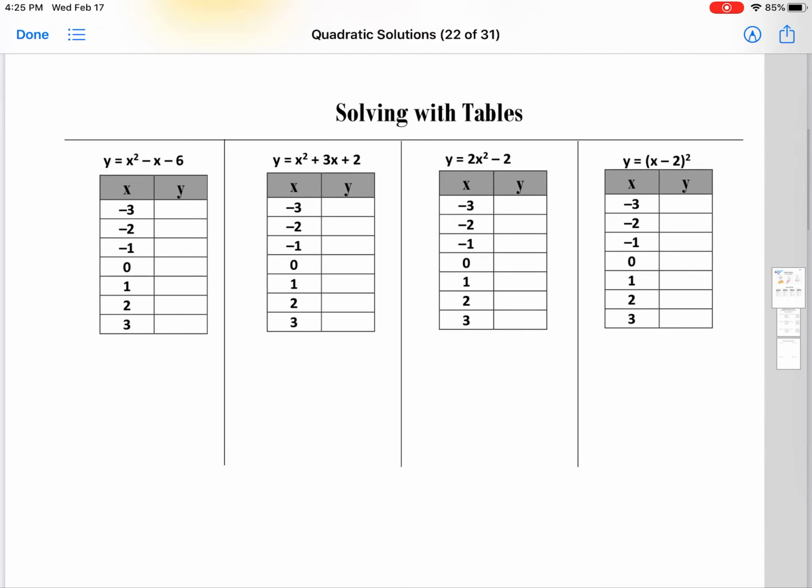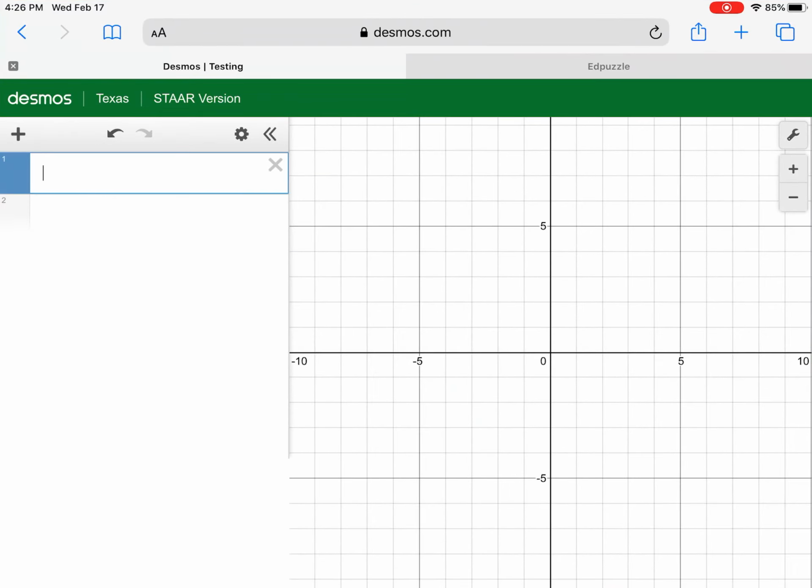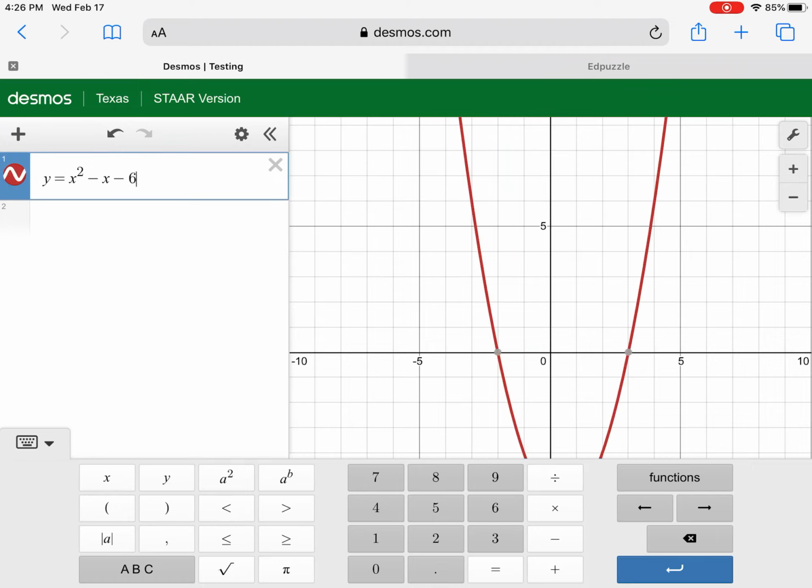Okay, so how can we figure out where these solutions are? Let's first talk about a table. A table of values means that you take this equation, and when you plug in the number -3 for x, you would end up with some value. So we're going to take this and plug it into Desmos so that we can fill out the table. I'm going to type in y equals x squared minus x minus 6.